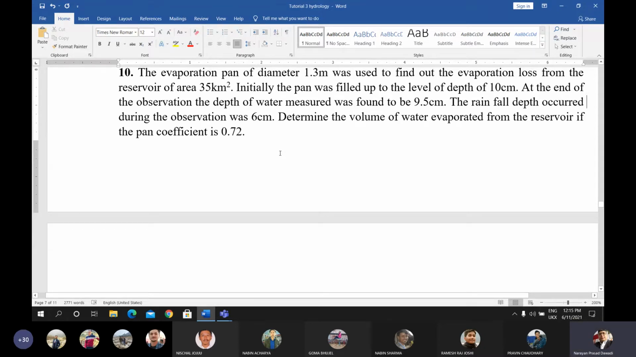Using the pan, the lake evaporation or the reservoir evaporation or pond evaporation can be calculated by multiplying the depth of water evaporated from the pan into pan coefficient. That was taught in the theory. Considering that, you can find the evaporation from the pan.